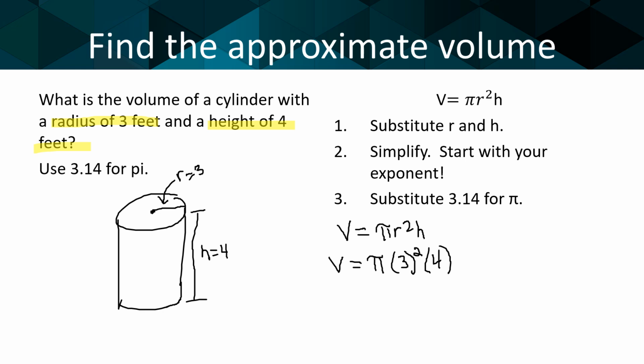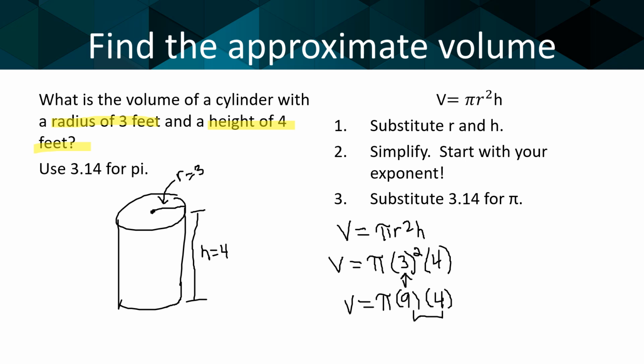Now for my next step, I need to simplify. So first I'm going to handle my exponent right here, 3 squared. 3 times 3 is 9. And we're going to bring down everything we haven't used yet. Volume equals.